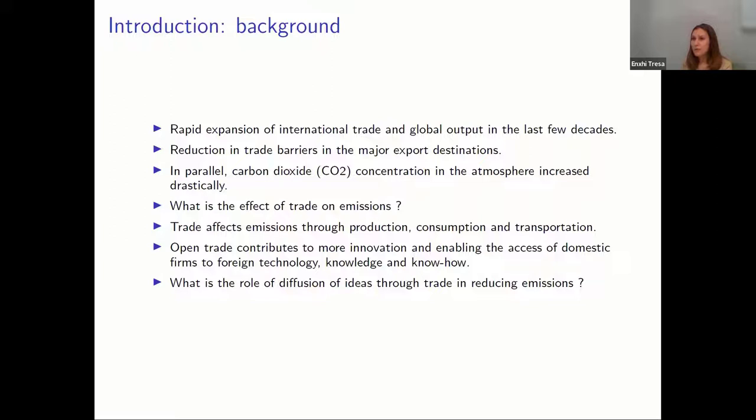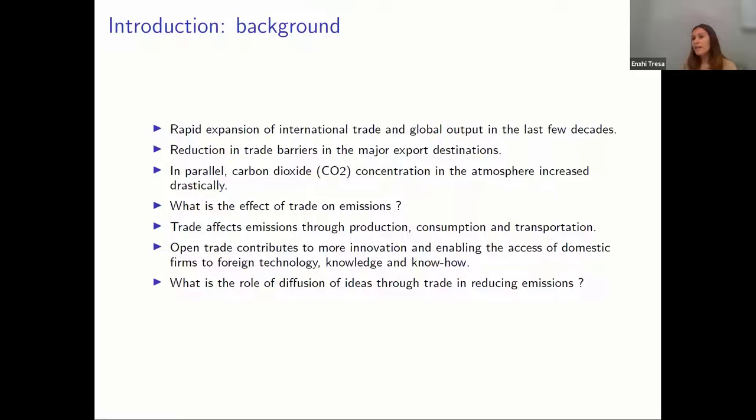Now, trade affects emissions through production, consumption, and transportation. And the last component is quite discussed and important because as trade opens and countries can import inputs from other countries, distant sourcing countries for the inputs, they also emit more through transportation. So this is an issue with trading in distant origins or destinations.